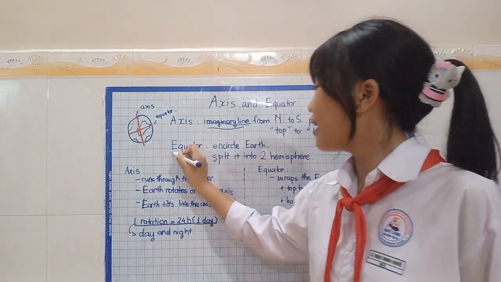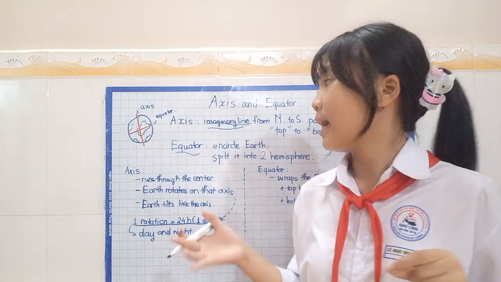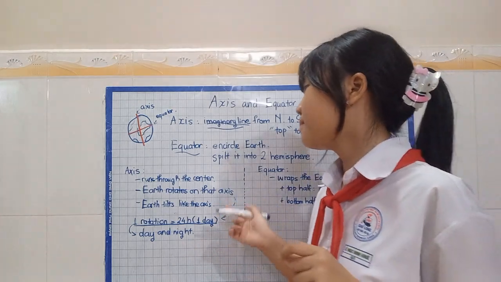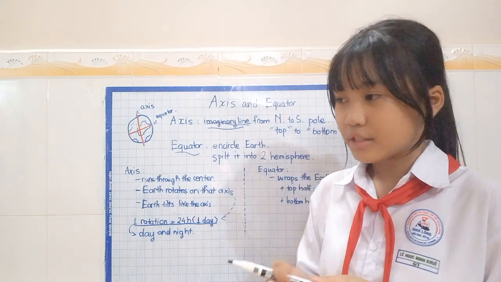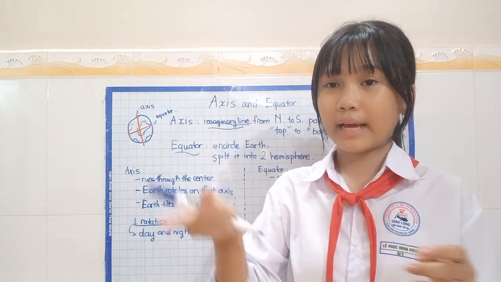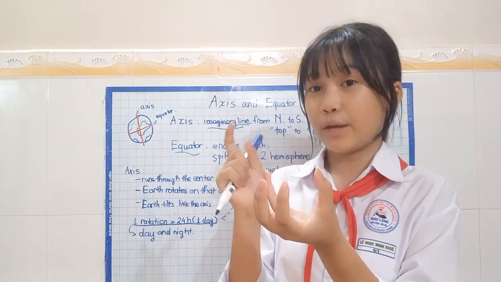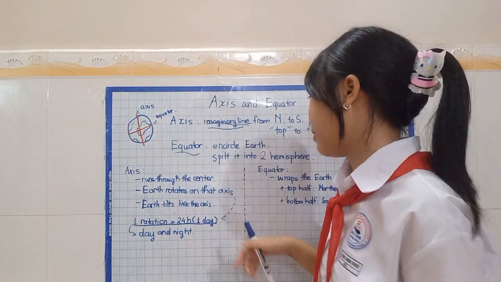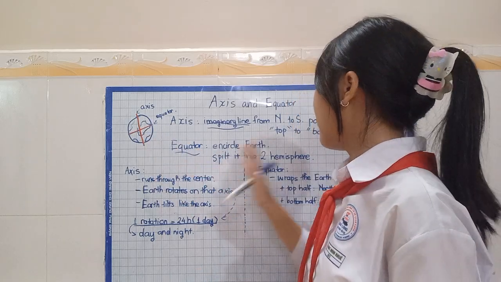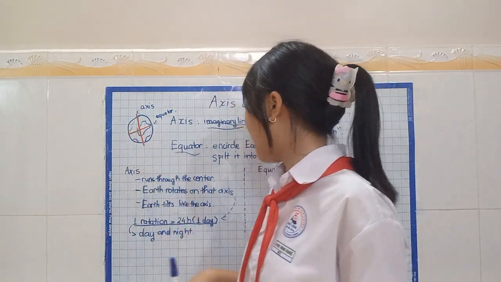Next is equator. The equator is also an imaginary line, and you can't actually find it on Earth, but it is a line that will encircle the whole Earth. Imagine a globe, a circle like this, and you will have the equator. The equator will surround the Earth and encircle the Earth, and it will split the Earth into the two hemispheres that we have, which are the Northern Hemisphere and the Southern Hemisphere.